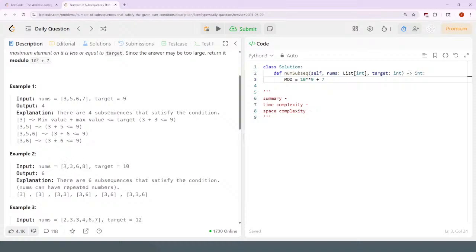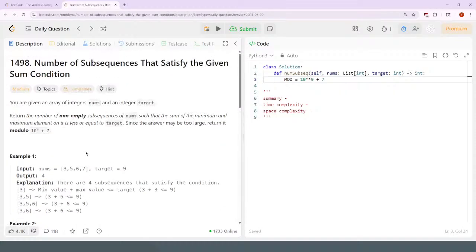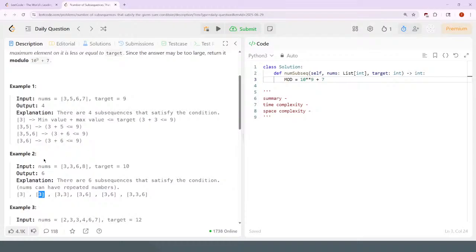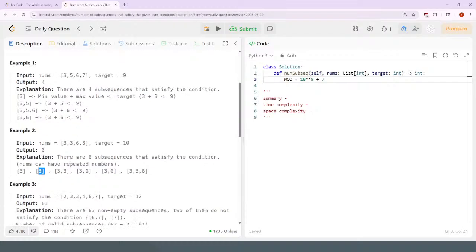Target is 10, so it could be 3 by itself, 3, 3, 3, 6, 3, 3, 6. Oh, interesting. It could be literally the same value but different indices, so it makes it a different element. Oof, that's gonna be, I guess that might be fine in terms of what it does. Interesting.